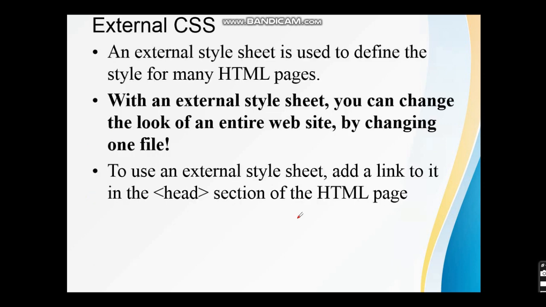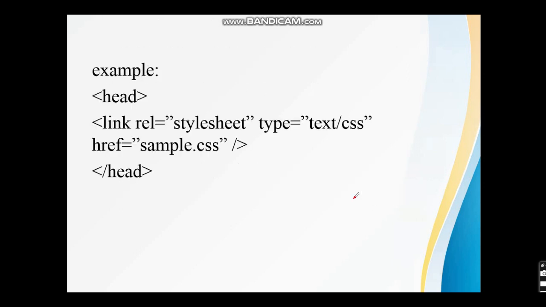Next, external CSS. An external style sheet is used to define the style for many HTML pages, okay? With an external style sheet, you can change the look of an entire website by changing one file. To use an external style sheet, add a link to it in the head section of the HTML page. Let's see the example. Here you can see this is the head element. You are going to link.